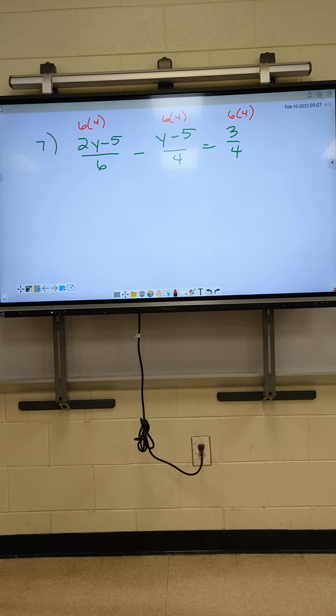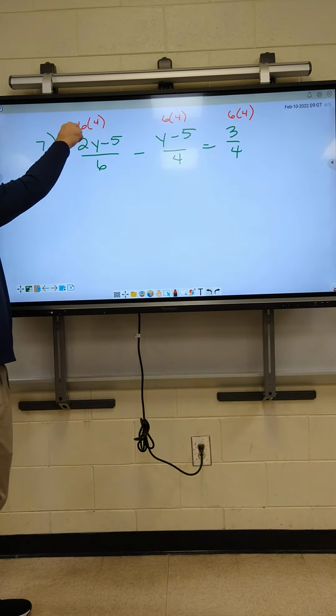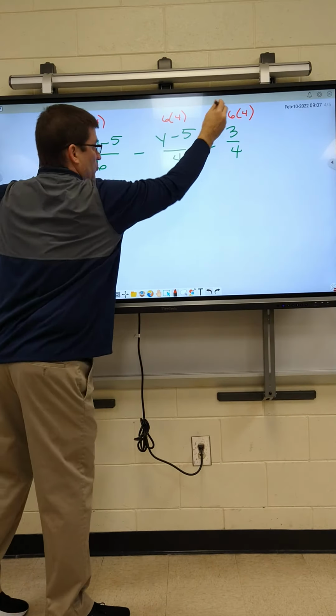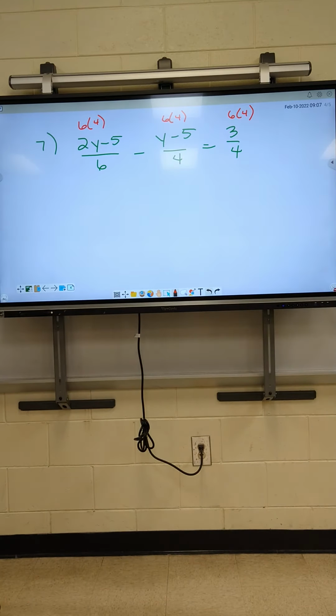Now, is there a number that both 6 and 4 divide into? 12. 12, right? Doesn't 6 go into 12 and 4 goes into 12, right? So if you wanted to, you could put 12, 12, and 12 up there and have just one number up top. It doesn't matter. You're going to get the same answer no matter which way you do it. I say let's just do it this way.